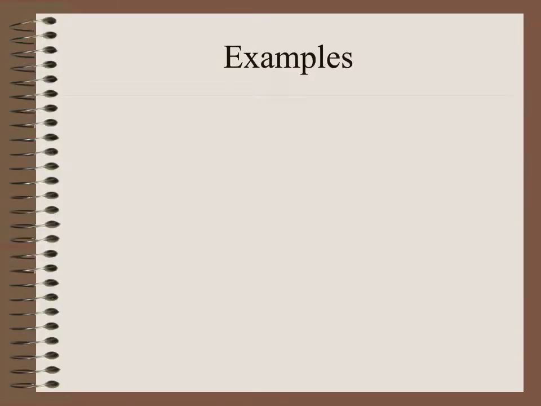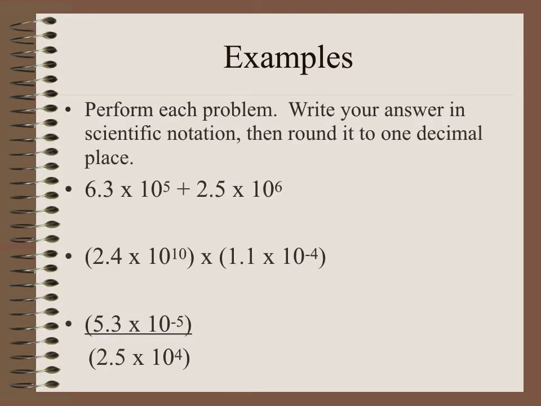Let's try some examples. These examples are going to mirror the problems that you are going to do in your problem set. The directions on your problem set will tell you to perform each problem by putting it into your calculator. It then asks you to write your answer in scientific notation. It then wants you to round it to 1 decimal place. Any number that you get out of your calculator, it is okay to round.